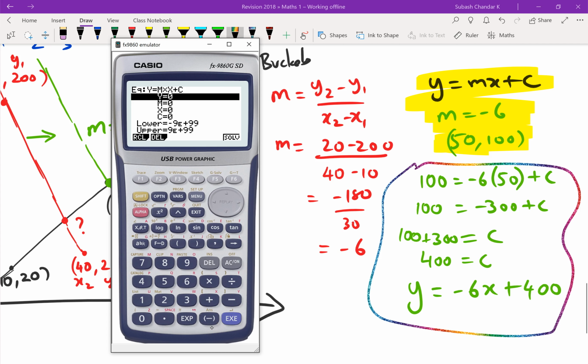So keep watching. You substitute y as 100. M is minus 6. X is 50. And then you go to C. Right now you're trying to figure out C. Press solve. And it does it for you, which is 400. As I said, ultimate one.